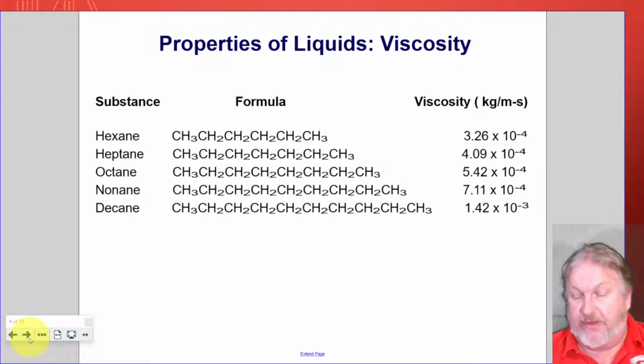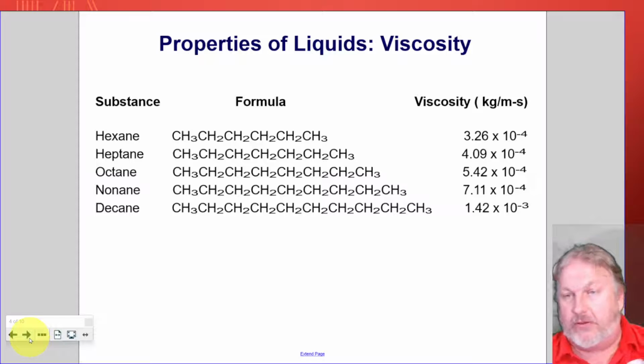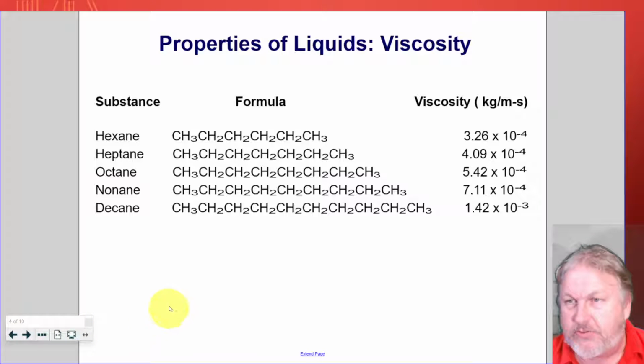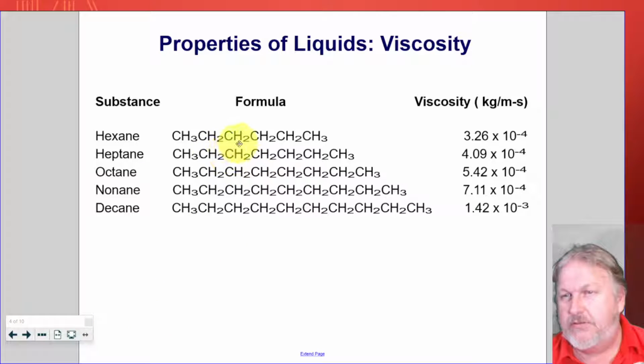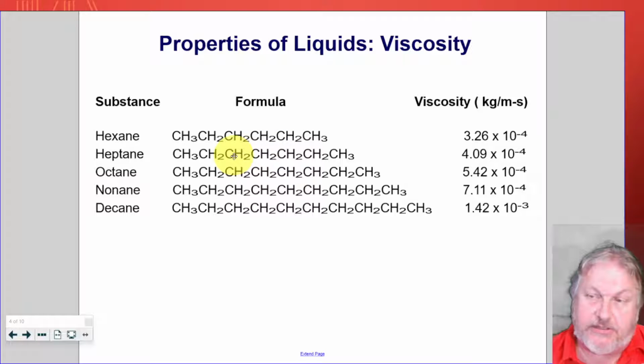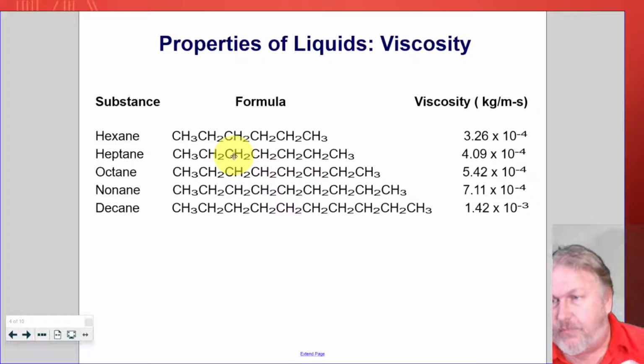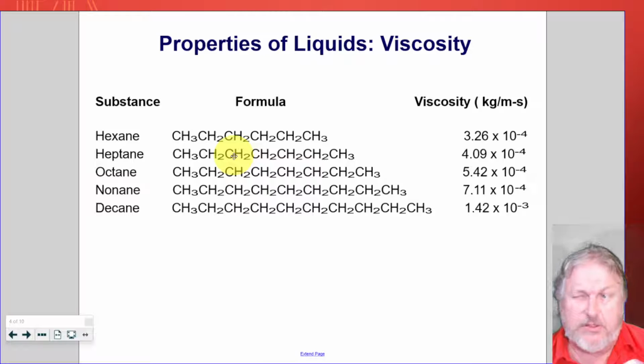So let's look at some things. We've got several organic molecules. We've got hexane, which is C6H14. We've got heptane, that's 7 carbons. We have octane, that's 8 carbons. Nonane, that's 9. And then we have decane, which is 10 carbons. So these are chained organic molecules, hydrocarbons.